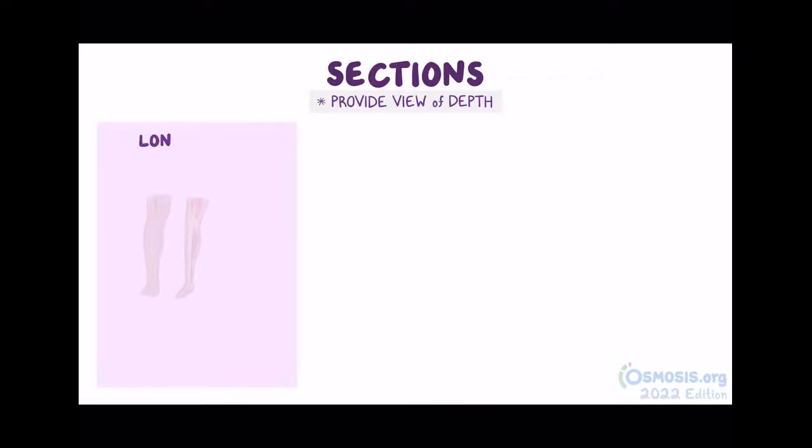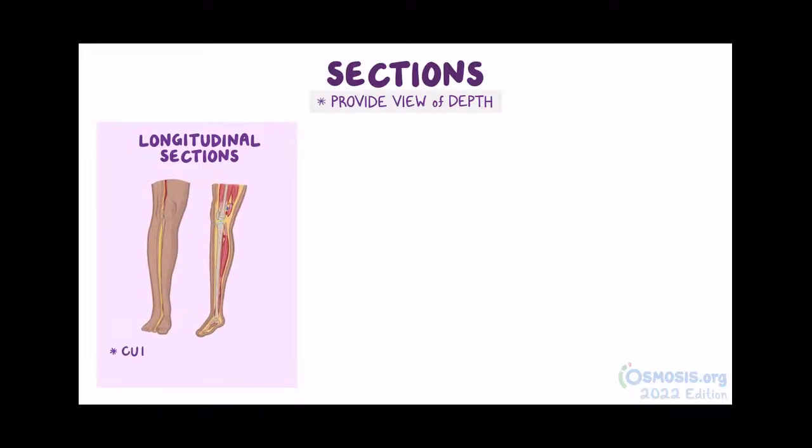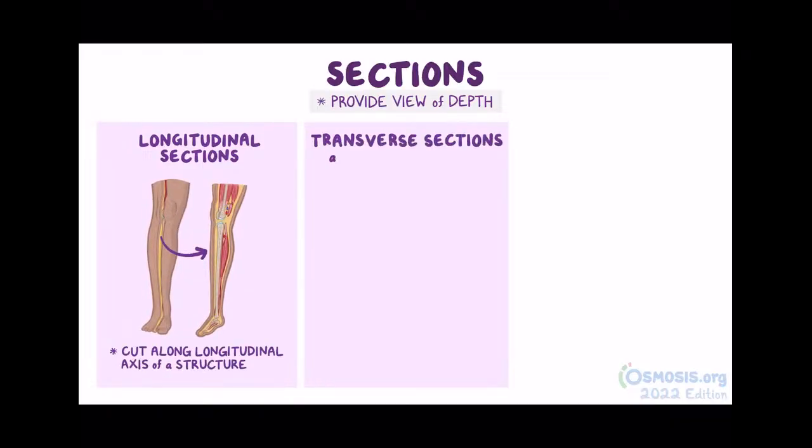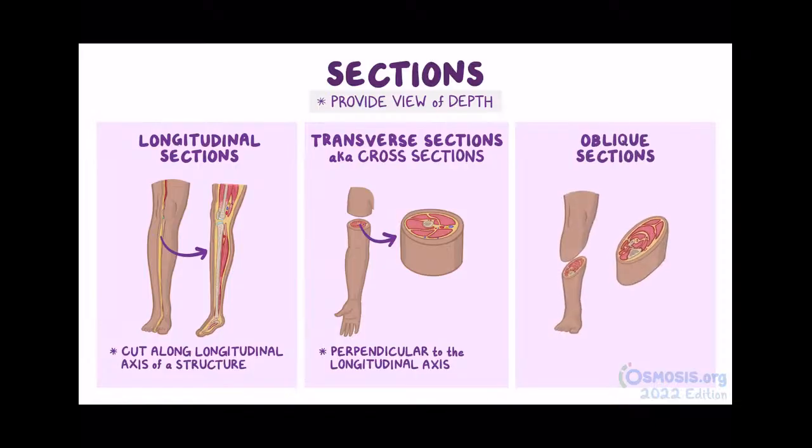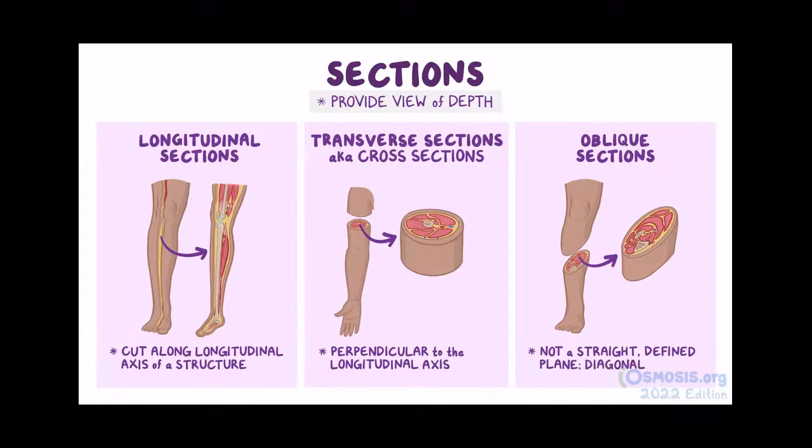The use of planes allows us to cut the body into sections, which provide a view of depth. Longitudinal sections refer to sections that are cut along the longitudinal axis of a structure. Transverse sections, also known as cross-sections, are perpendicular to the longitudinal axis. These sections are useful for understanding the relative depths of different internal structures, and their position in relation to each other. Last but not least, oblique sections are sort of an intermediate of the 2 sections we've talked about, since they're not cut in a straight defined plane, but rather in diagonal.